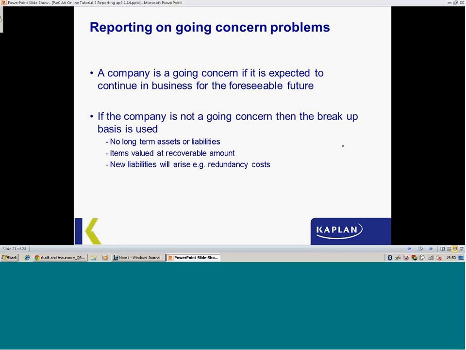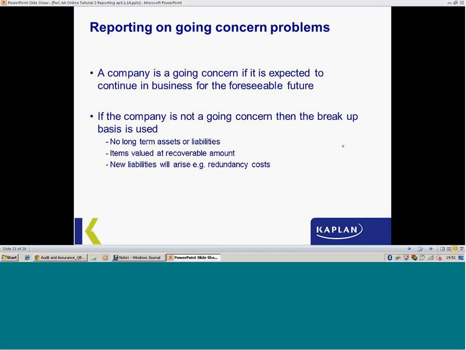So, preparing on a going concern basis, I split items into current assets and current liabilities, non-current assets and non-current liabilities. I'm doing it on a breakup basis, i.e., when I don't think I'll be a going concern, I don't have long-term assets or liabilities. They're all short-term, classified as current. What I have to do is value my items at the recoverable amount, i.e., what I can actually sell them for, not at carrying amount or revalued amount or something like that. So there are major differences.